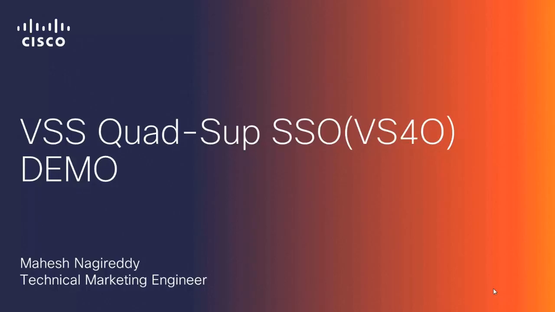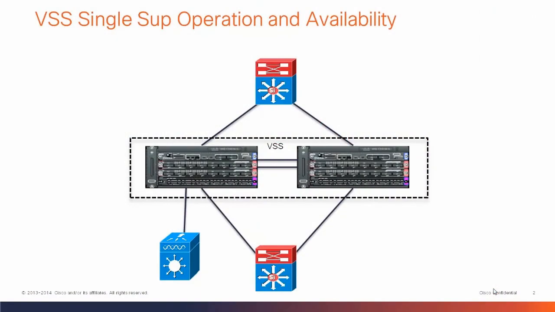As a part of this demonstration, I would like to give you an overview of virtual switching system, Quad SUP SSO technology, and how it enhances the traditional VSS to provide increased application uptime and simplified network designs. So what is VSS? Virtual switching system pools two Catalyst 6500 chassis into one virtual switch, providing a single point of management, a single configuration file, and a single control plane.